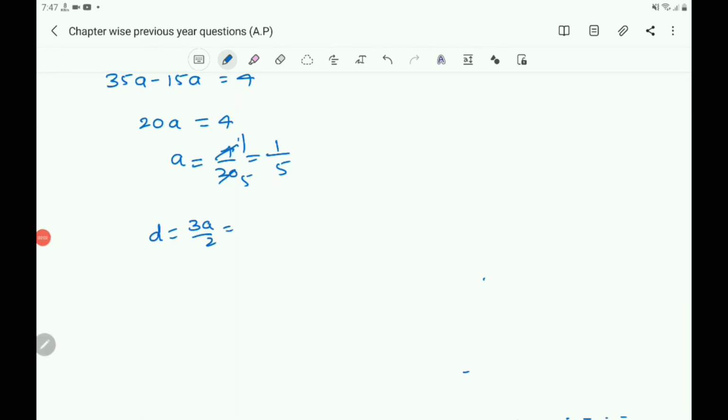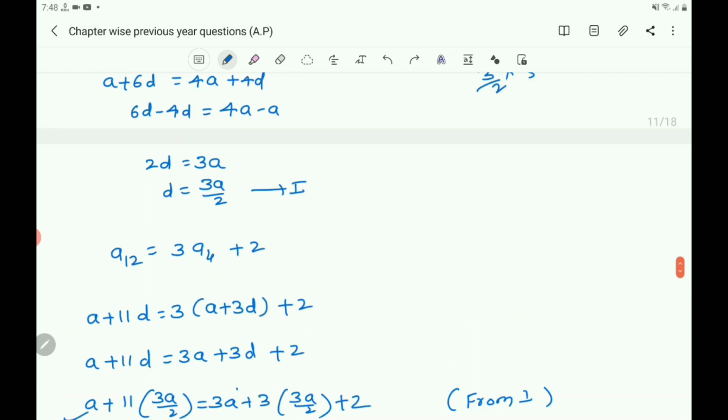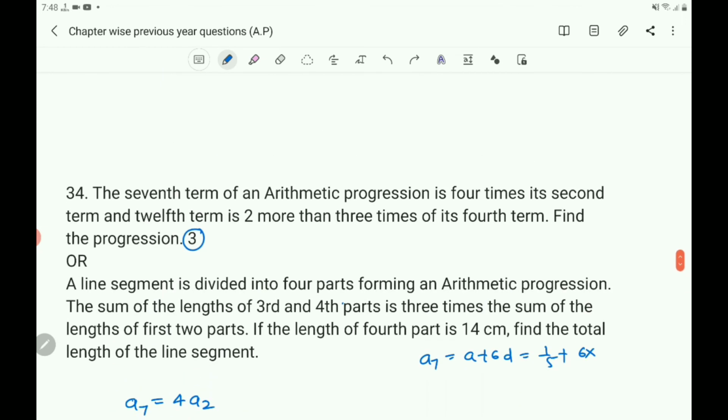Then it is 3 by 2a, that is 3 by 2 into a. So it is 3 by 2 into 1 by 5. So it becomes 3 by 10. Then d is equals to 3 by 10. So you got the value of a and d. Now you can get the terms, here what is asked, find the progression.